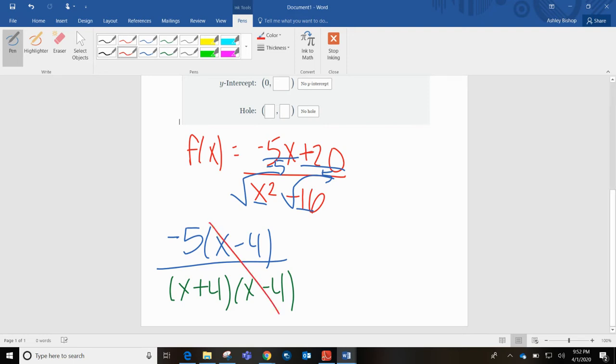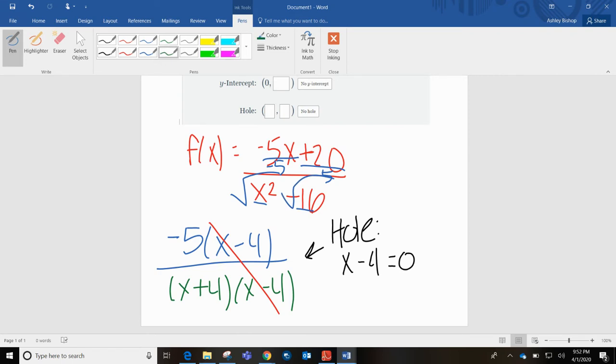I can cancel the x minus 4s. Remember, when you cancel something, that means I have a hole at where they canceled. So I have a hole with the x minus 4s. So I set that equal to 0 in order to solve for x. So I have a hole with my x minus 4s because that's what canceled.